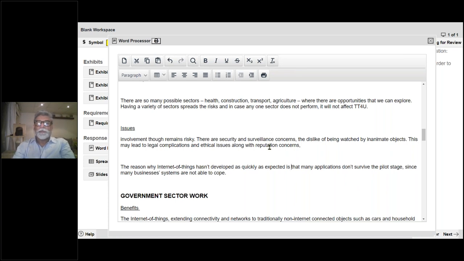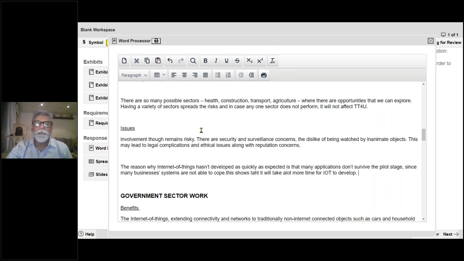So as quickly as expected, many applications don't survive the pilot stage since many businesses are not able to cope. This shows that it will take a lot more time for the Internet of Things to develop. That's it.